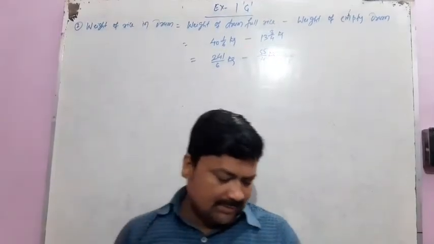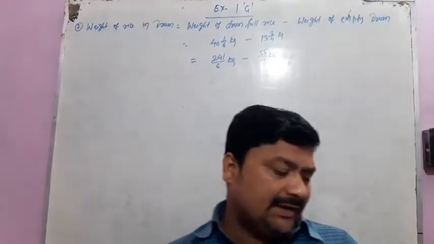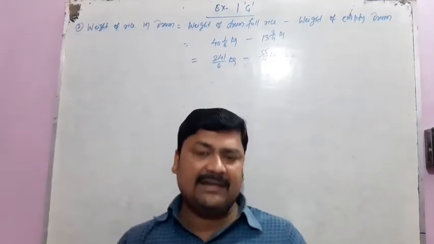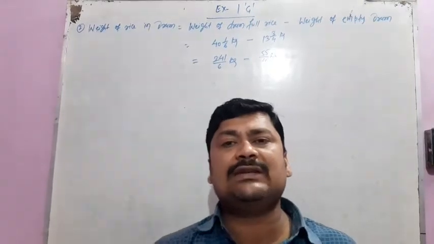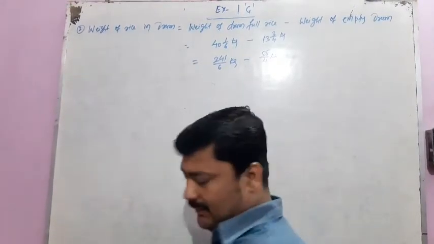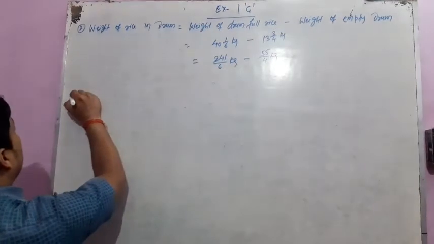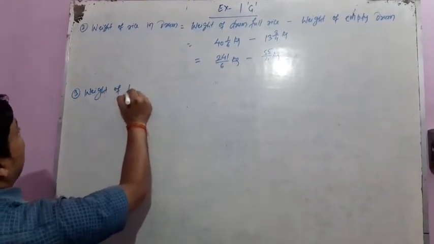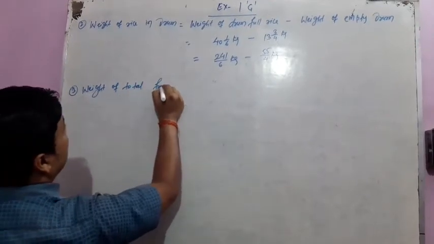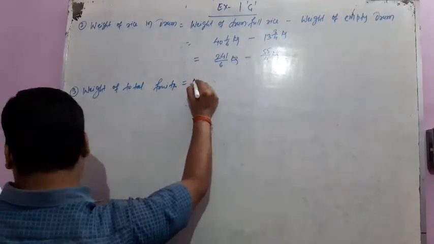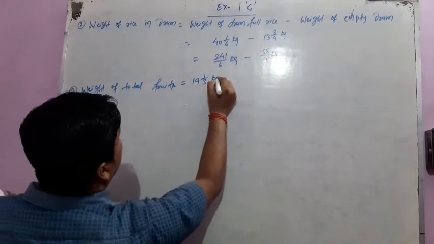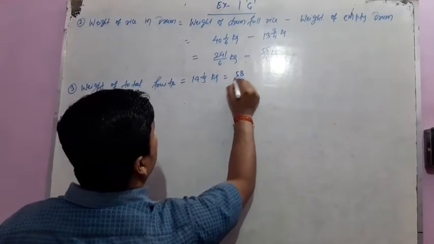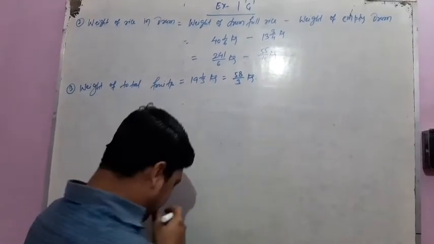Now, look at question number 3rd. A basket contains 3 types of fruit, weighing 19 whole 1 by 3 kg in all. Weight of total fruits is 19 whole 1 by 3 kg. Question number 3. Weight of total fruits, that is 19 whole 1 by 3 kg. Means 9 3 are 57 and 1, 58 by 3 kg.